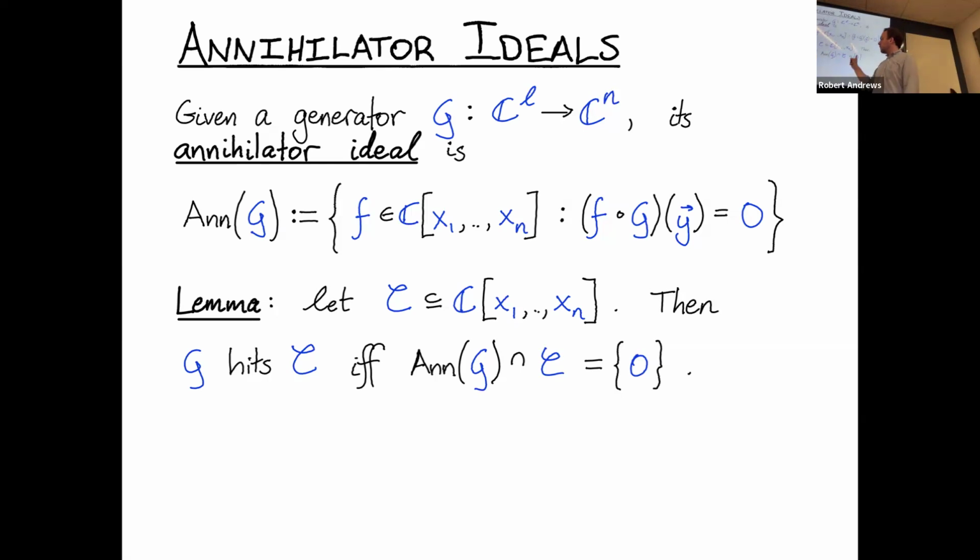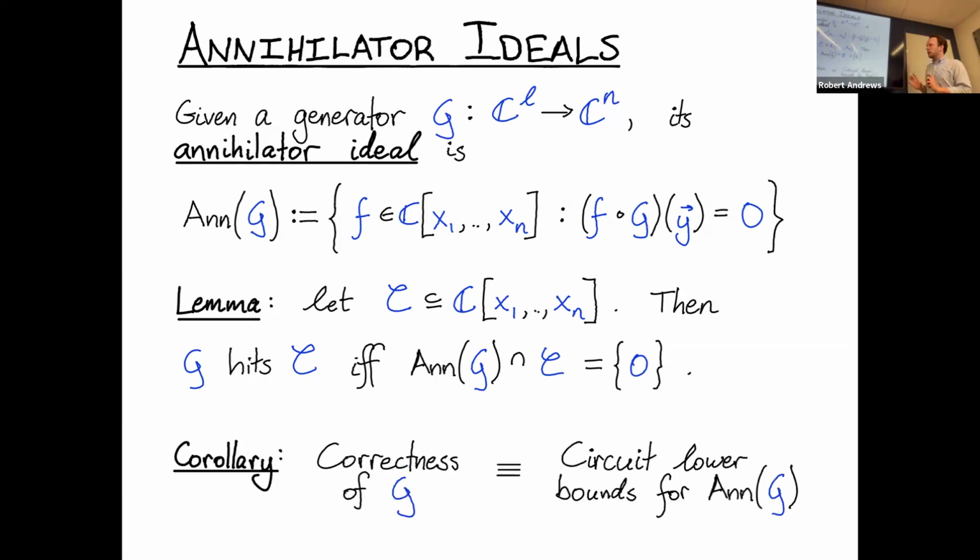Now, how would I prove that the only thing in this intersection is 0? Take some non-zero element of the annihilator. I want to prove that it's outside curly C. That is a circuit lower bound statement. I want to say that every annihilator requires large complexity to compute. That's going to be our goal. So I want you to be in this frame of mind: to prove a generator is correct, it's entirely equivalent, and turns out to be convenient, to show circuit lower bounds for the annihilator. And like I said, we can actually hope to understand precisely what this is, and that makes this whole machinery go through.